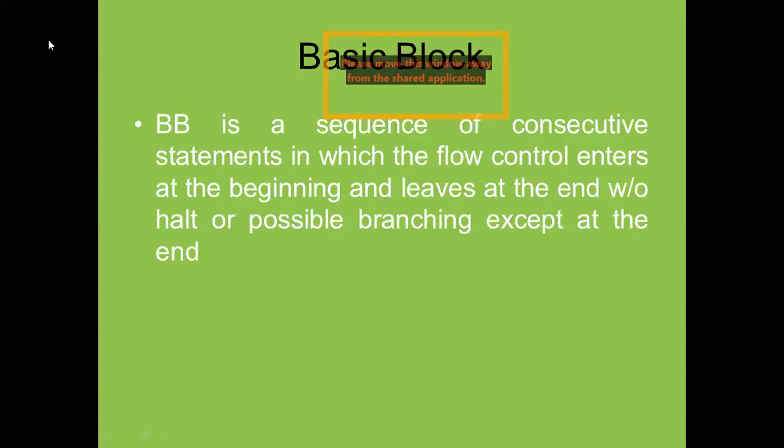Now here you can see what a basic block is. A basic block is a sequence of consecutive statements in which the flow control enters at the beginning and leaves at the end, without halt or possible branching except at the end. So how are we going to define the basic block? It is a sequence of consecutive statements in which the flow control enters.